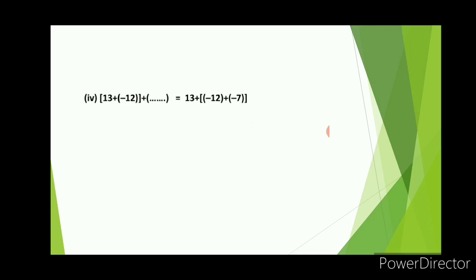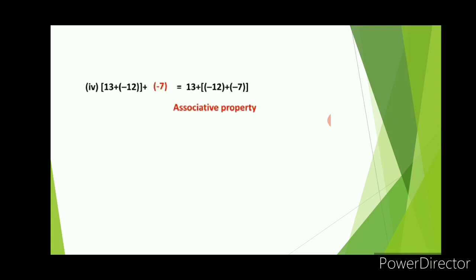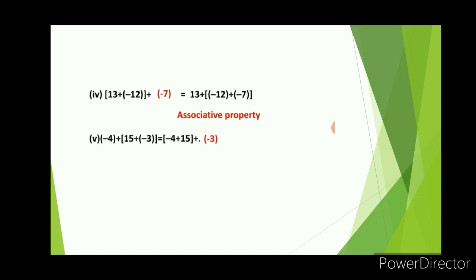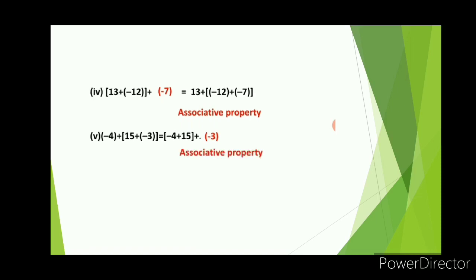Fourth question. Look at the numbers. 3 numbers are there. So you know that it is the associative property. Which number is missing? Good. Minus 7 is missing. So write minus 7 and write the property name. Associative property. Same method. Fifth question. Again the 3 numbers. Which number is missing? Yes, minus 3. So which property is this? Associative property.